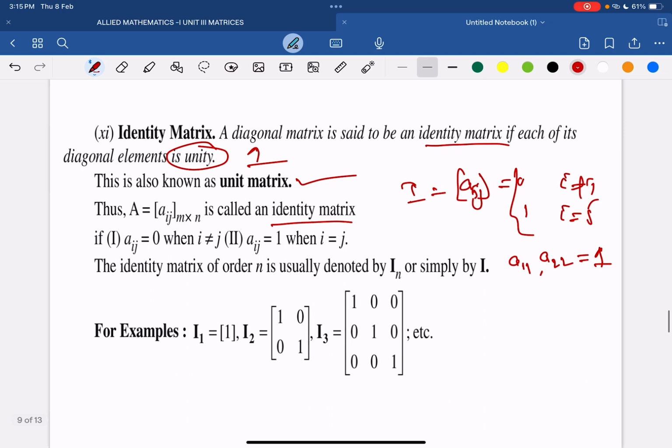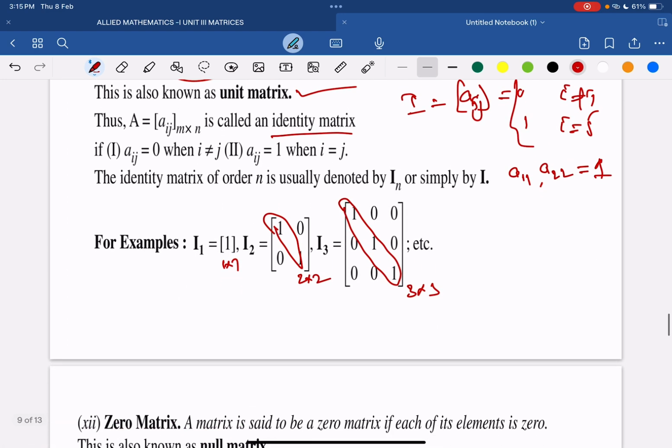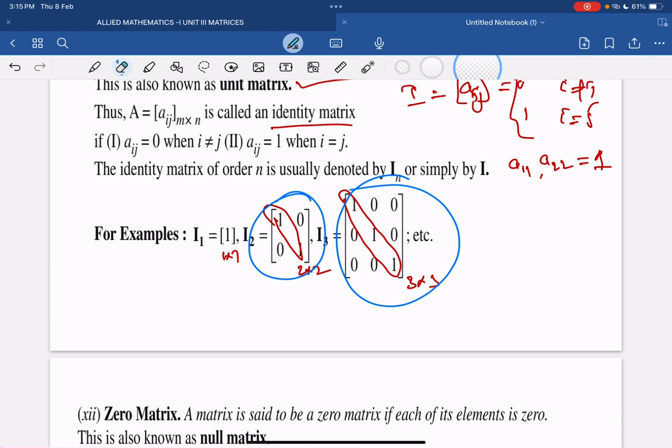This is the order of 1 by 1, order of 2 by 2, 3 by 3. The principal diagonal elements are equal to 1. So this is called an identity matrix or unit matrix. This is the identity matrix of order 2 by 2, and this is of order 3 by 3.